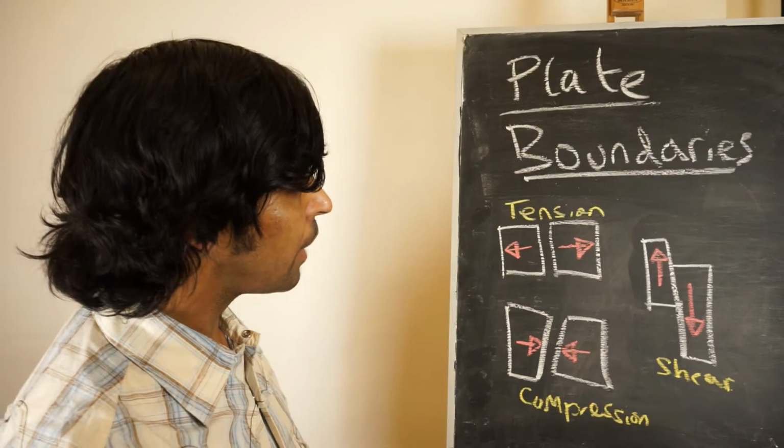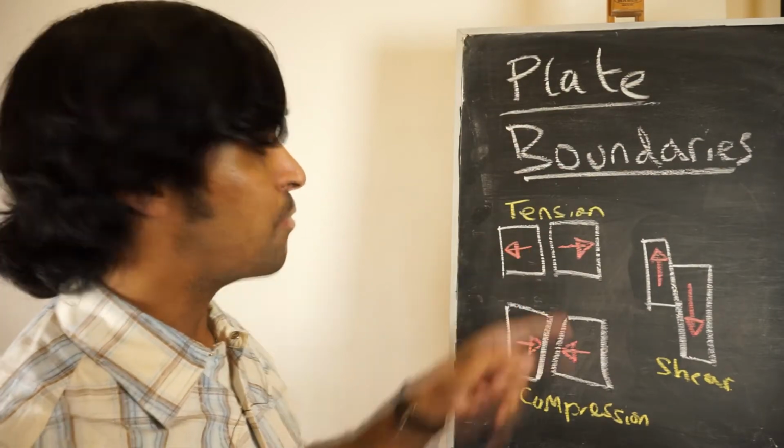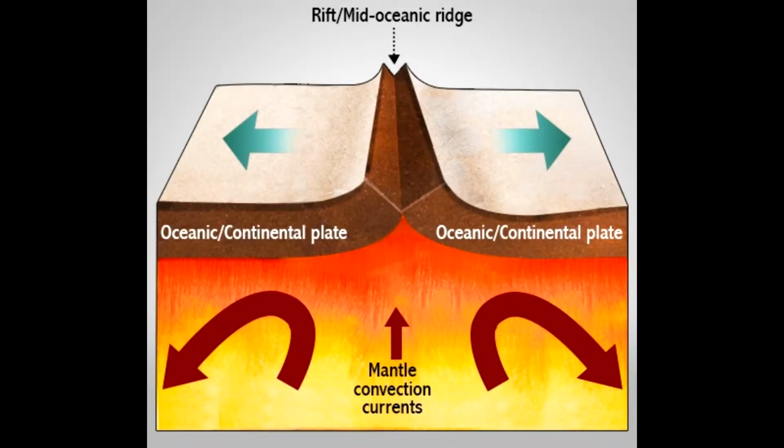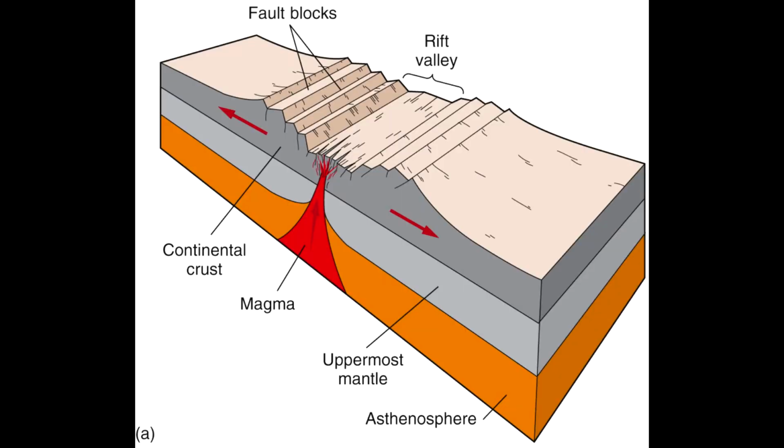The landmass it can form can be a ridge or a rift. So this is talking about a divergent plate boundary.